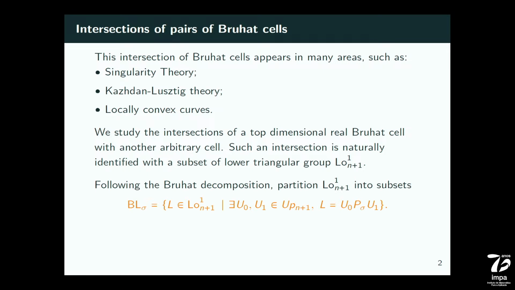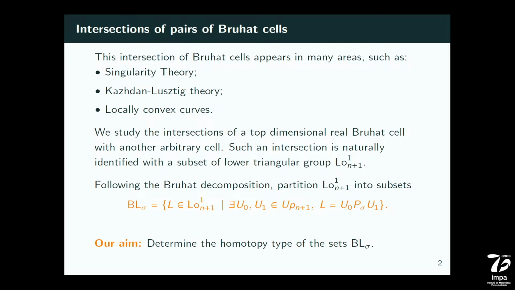So in fact, what you are studying is this set that we call BL sigma. It's a subset of the lower group consisting of matrices L that can be written like this: U0 P sigma U1. Our goal is to determine the homotopy type of these sets, BL sigma.